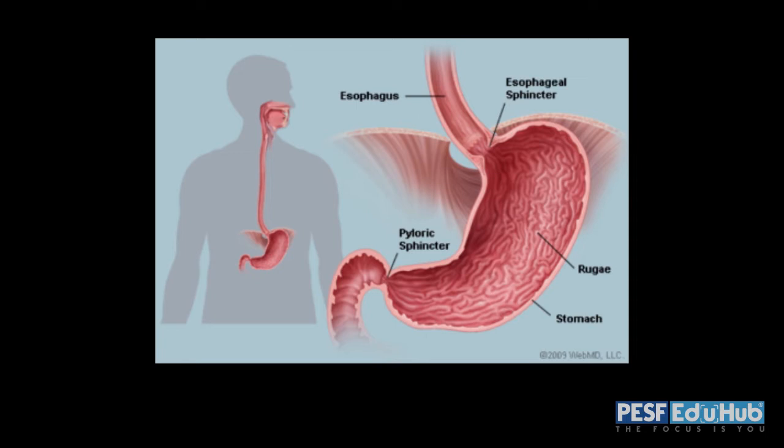The juice secreted by the gastric glands is called gastric juice. Gastric juice contains protein digesting enzyme and also hydrochloric acid. Hydrochloric acid activates digestive enzymes.